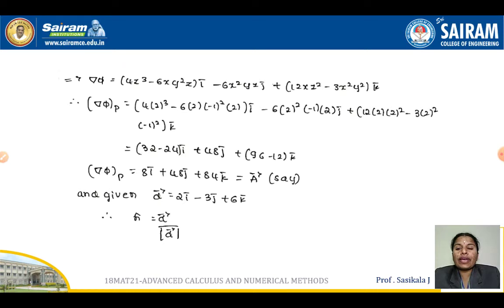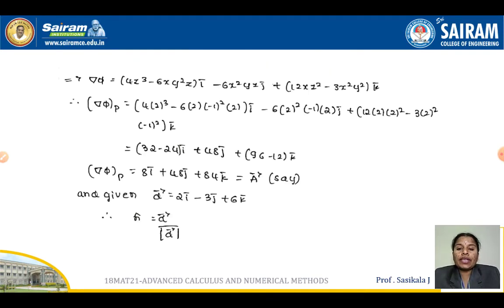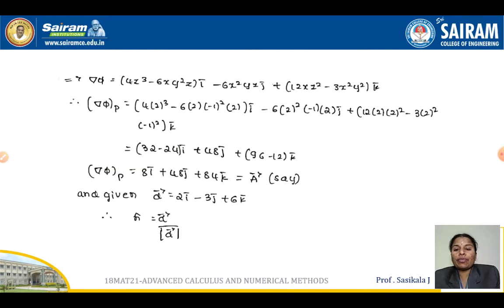Next, I should find it at the point. You have to substitute the point for x, y, z. Here x is 2, y is minus 1 and z is 2. Substitute and simplify. You will get the vector 8i vector plus 48j vector plus 84k vector. Just substitute x, y, z and you can get this vector. To make it easy, I am considering this as the a vector, and then the given vector, what is your d vector? 2i vector minus 3j vector plus 6k vector.